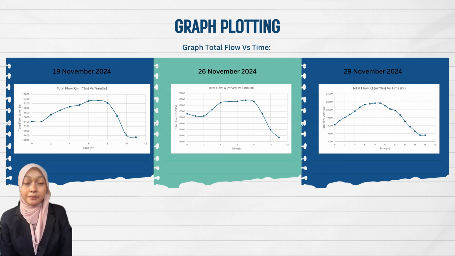For 26 November, the time range is the same, from 12 am until 11 am. Follow the previously calculated values for Q and plot the graph for Q versus T as before, and this is how the graph looks after plotting. Lastly, for 29 November, the time range is from 12 am until 6 pm. Follow the same steps as before.